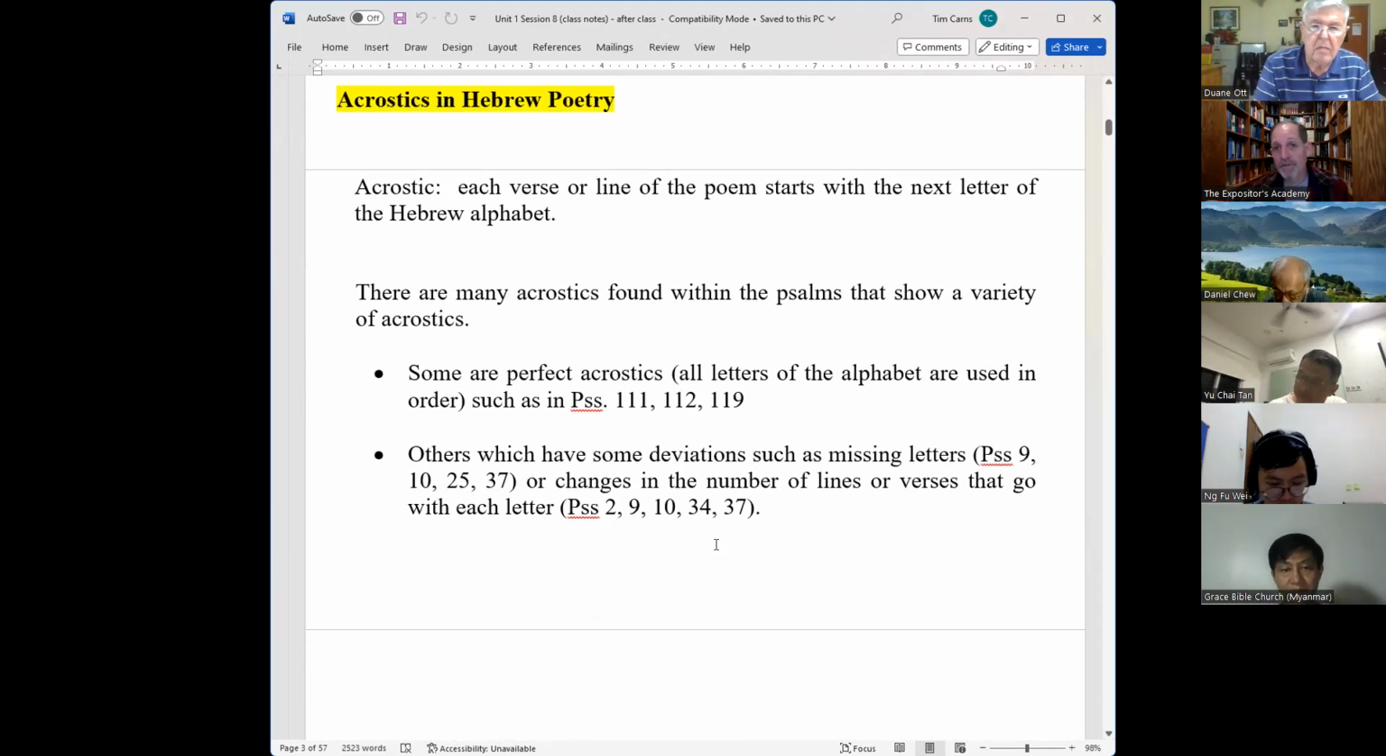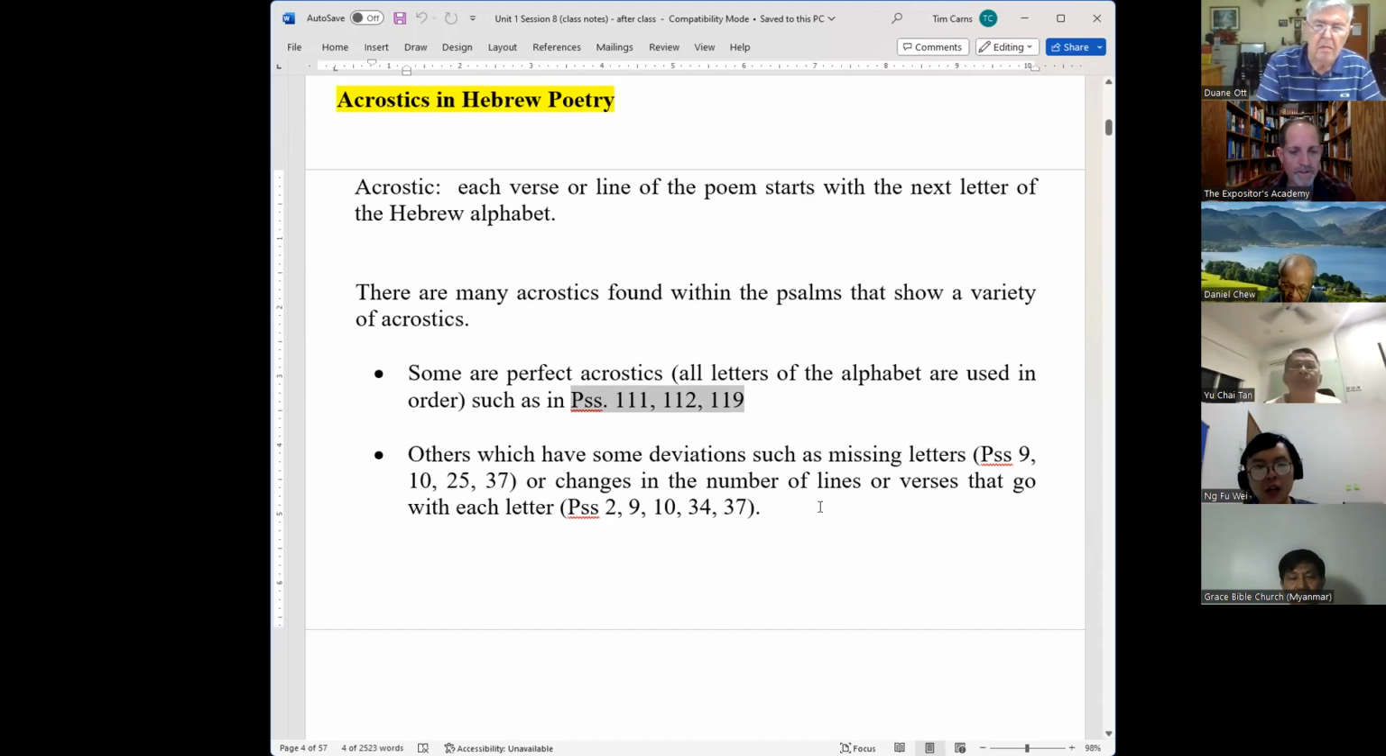In the last couple of sessions together, we've looked at some examples of that, including a perfect acrostic, which is basically every letter of the alphabet used in order. We looked at some examples in the Psalms. Then we saw other passages that are not perfect acrostics. Sometimes a letter is missing, or there's a switch in the order, or even a difference in how many verses per letter.